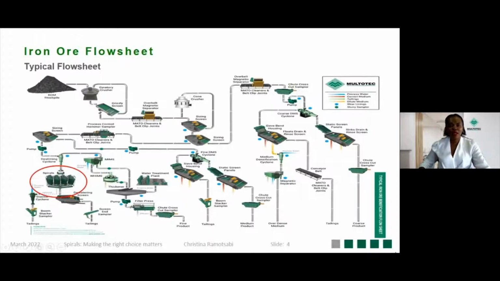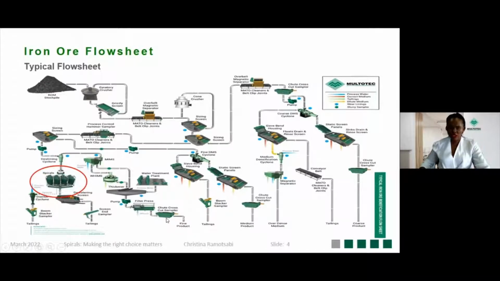This is the typical iron ore flow sheet. It has three main sections. The first section is your crushing and screening. There, the coarse and the fine material is screened and separated. The coarse material goes to the coarse DMS section, and the fine material is sent to the fine section. On the fine section, the material is further split into two portions. One portion is sent to the fine DMS, and the fine material goes to the spirals. The spirals typically receive -1 millimeter.